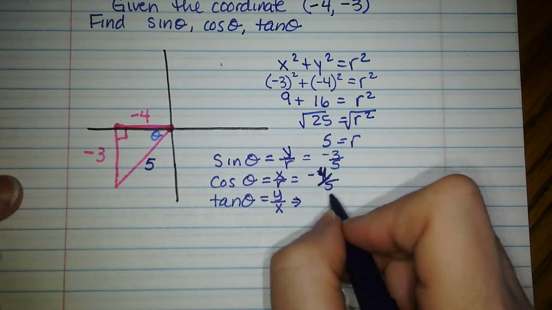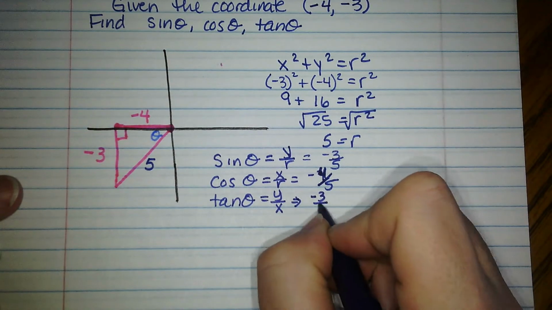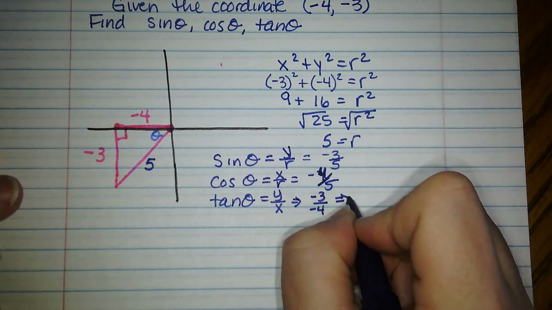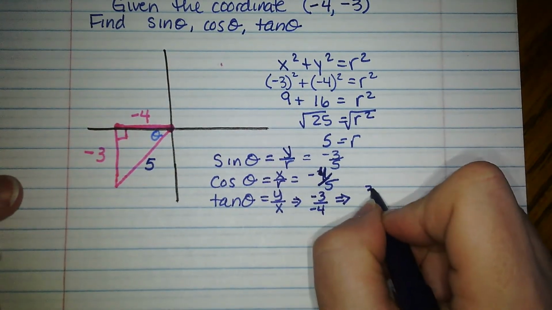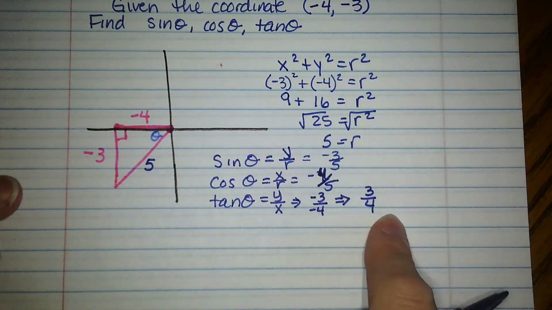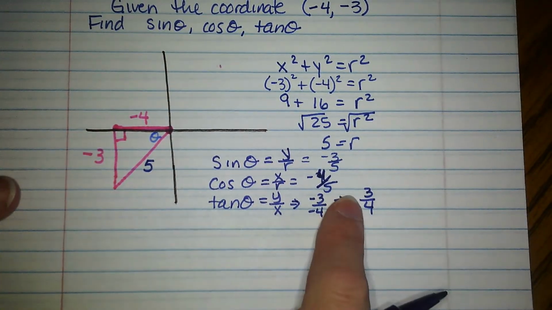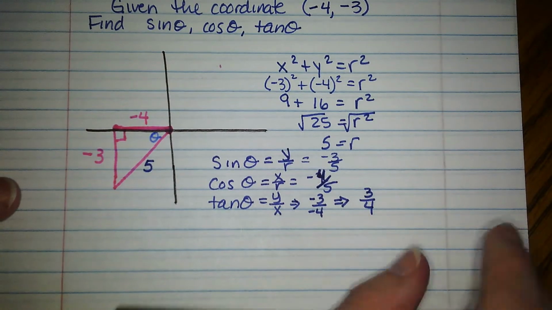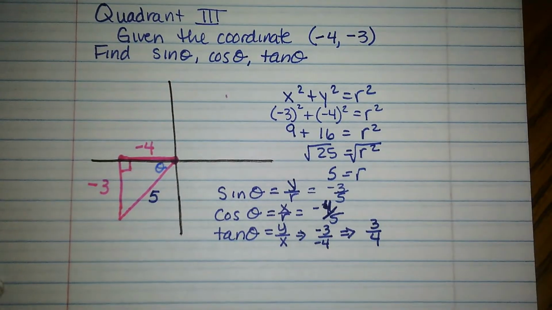And tangent is y over x. And that's going to give us -3 over -4. And you know that a negative over negative is a positive. So we have tangent is positive over here. Okay, so we got 2 negatives and a positive. Hold that thought. We got one more to go, and then we can put it all together.